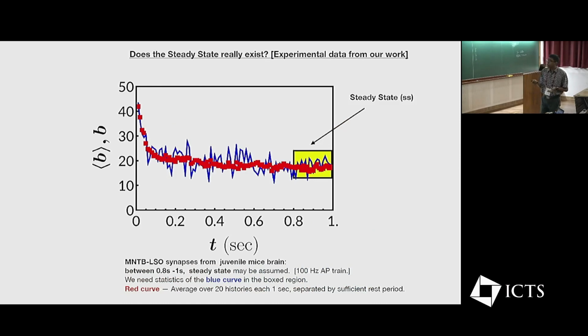So this is just to show you that in this project we had experimental data of this particular synapse from juvenile mice's brain, and this blue trace is the trace of this quantal content B. What you see here, this blue are 100 points over a second, and the bursts are coming after every 10 milliseconds because the train that was used was a 100 Hz train. And the red line is an average over many such blue curves, and the point of this slide is that yes, there is a transient period, but then there is indeed a steady state. And so let us focus on the steady state and see if we can give an answer to this problem.